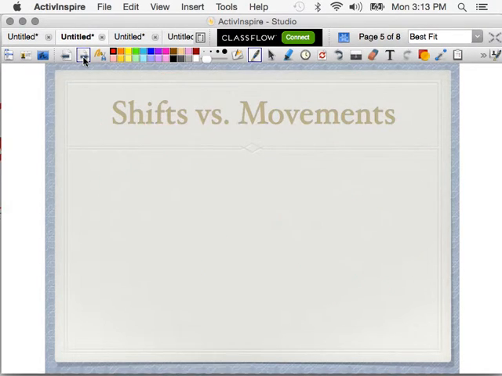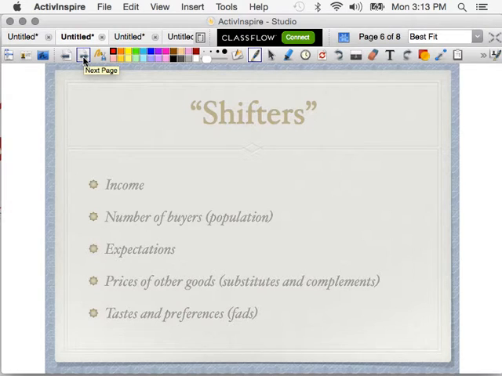What causes a shift? There are 5 things. They spell the word INEPT. Okay? The first thing is income. Going back to apples, here's your initial demand curve, an inverse relationship. As you change the price, there's movement along the demand curve for apples. It'd be something like apples in September.